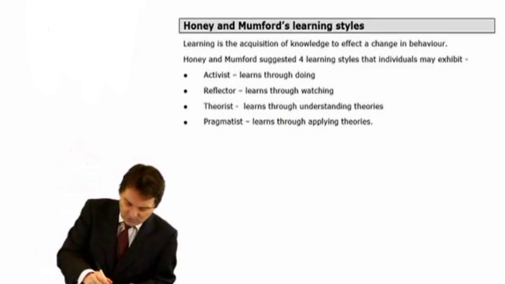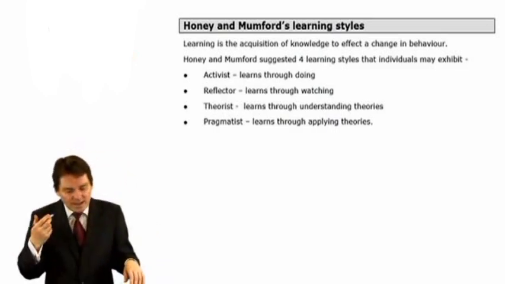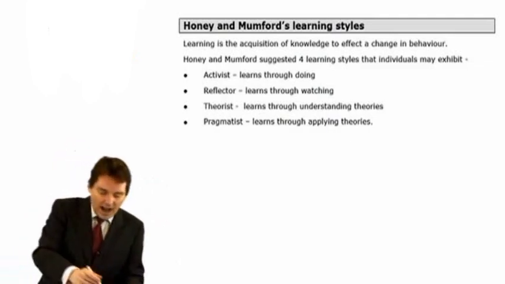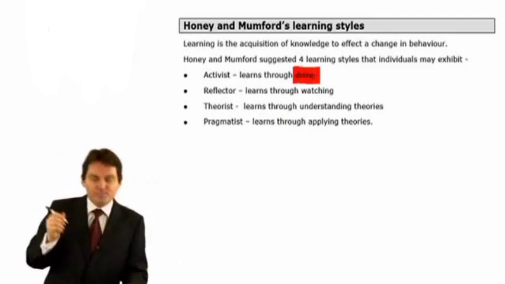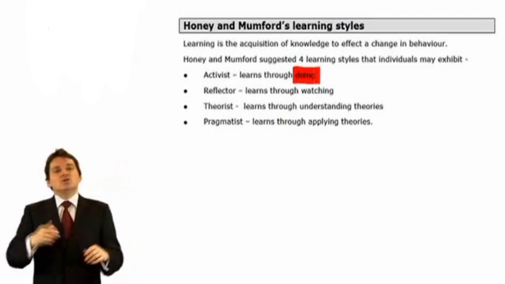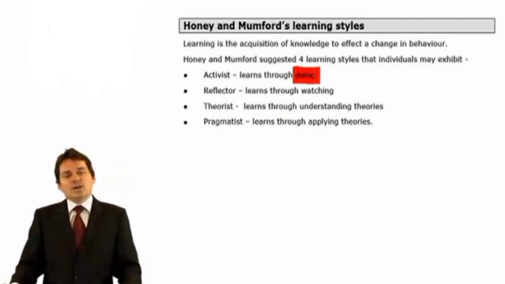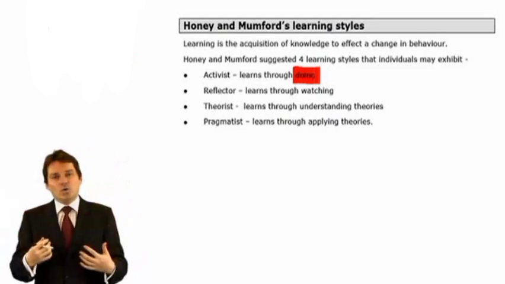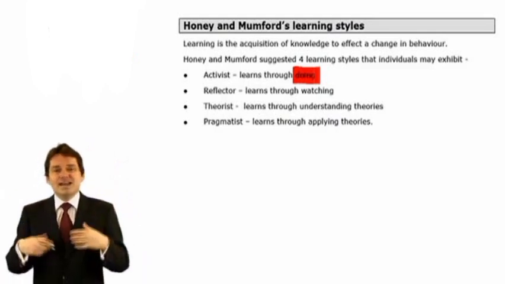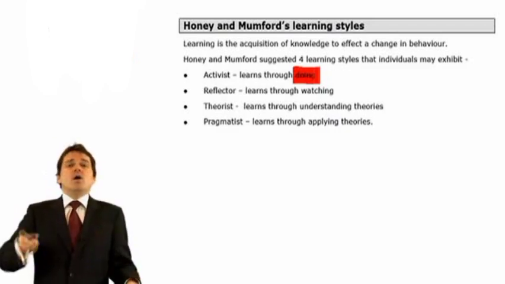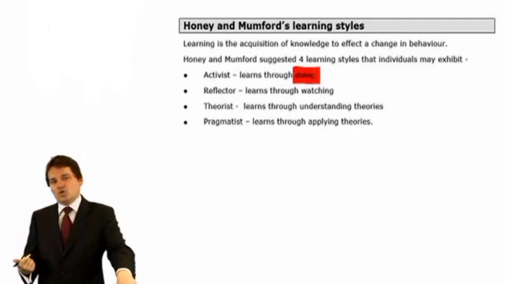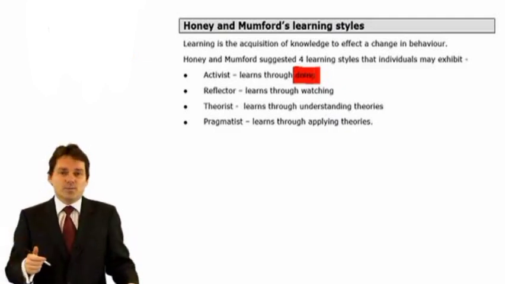The first of them is what Honey and Mumford refer to as an activist. Activists learn by doing things. So, if I'm an activist, the best way for me to learn something is to have a go. I will probably get things wrong. Fine, as long as I learn why I'm getting things wrong so that I can improve them.